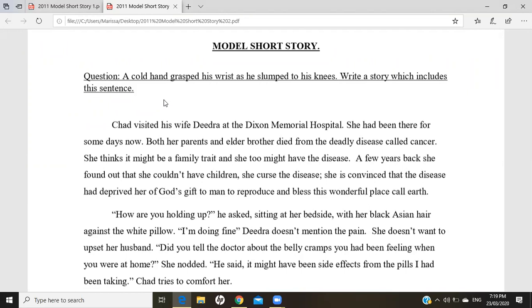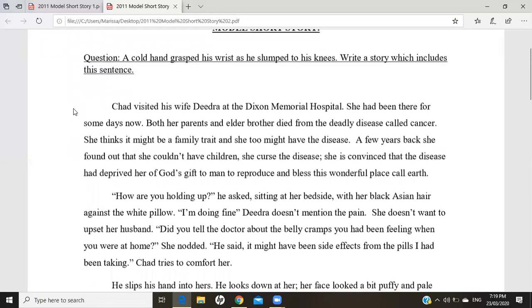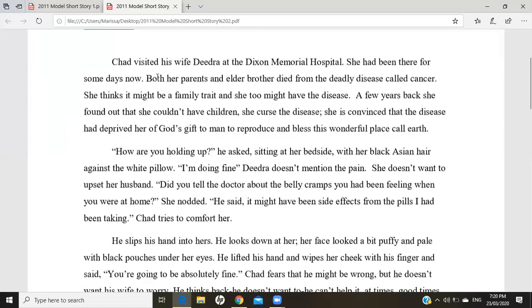So this story is the same question, but let's see how they wrote an entirely different situation. So it begins by saying, Chad visited his wife Deidre at the Dixon Memorial Hospital. She had been there for some days now. Both her parents and elder brother died from the deadly disease called cancer. She thinks it might be a family trait, and she too might have the disease. A few years back, she found out that she couldn't have children. She cursed the disease. She is convinced that the disease had deprived her of God's gift to man to reproduce and bless this wonderful place called Earth.